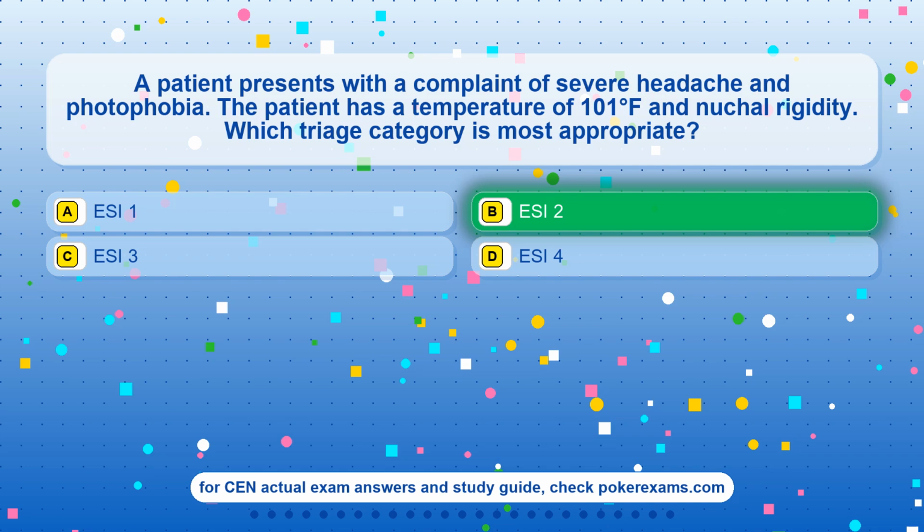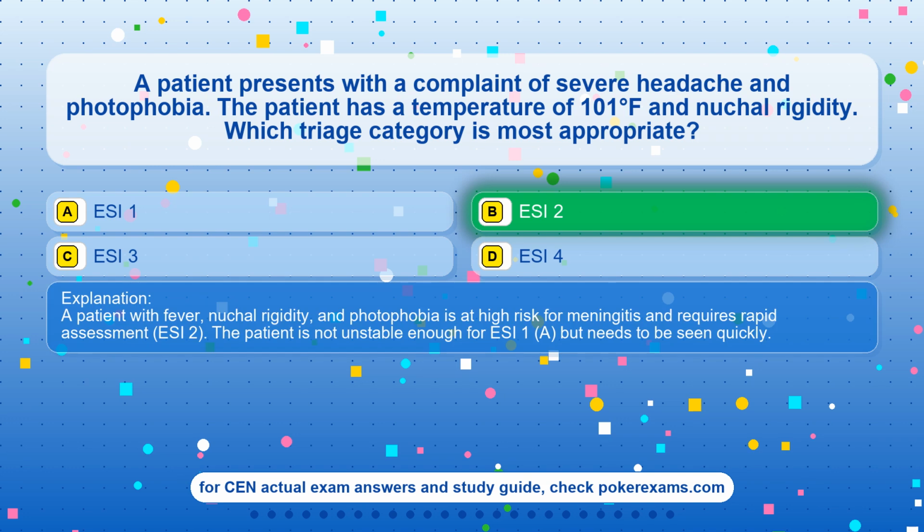The correct answer is option B, ESI 2. A patient with fever, nuchal rigidity, and photophobia is at high risk for meningitis and requires rapid assessment, ESI 2. The patient is not unstable enough for ESI 1, but needs to be seen quickly.